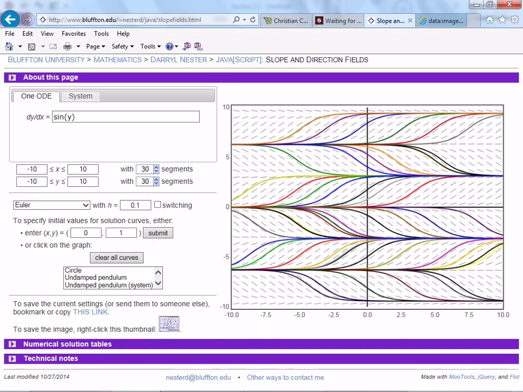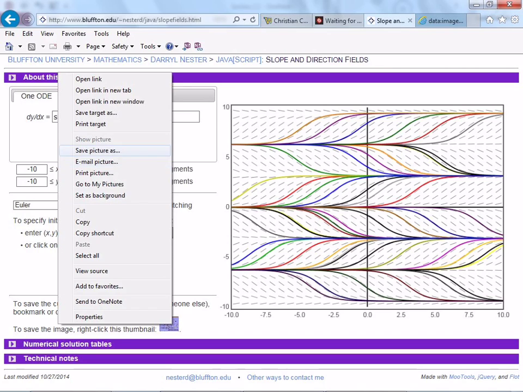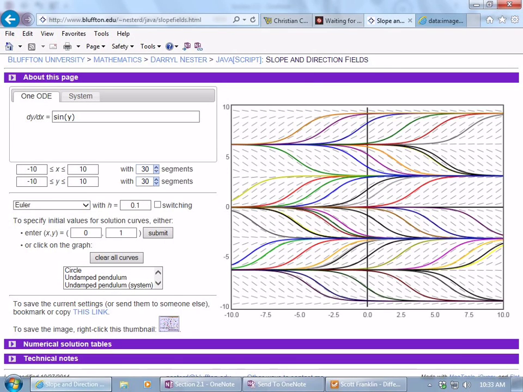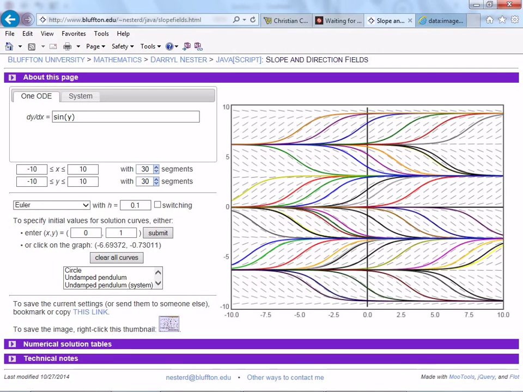image. Well, it's supposed to. It says right click on the thumbnail and save that picture. So you could do that to actually get the picture and you save it locally. Okay? I like that tool. That's my favorite of the tools.